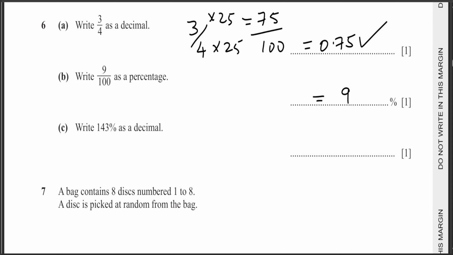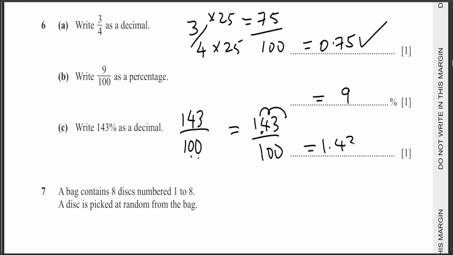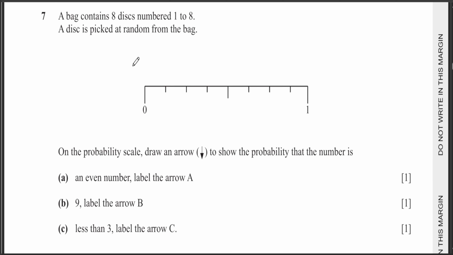Now write 143% as a decimal. 143% obviously is 143 over 100. Since there are 2 zeros, you move the decimal point 2 places. So that is 1.43. That's your decimal. Right, both of these 3 questions are correct.